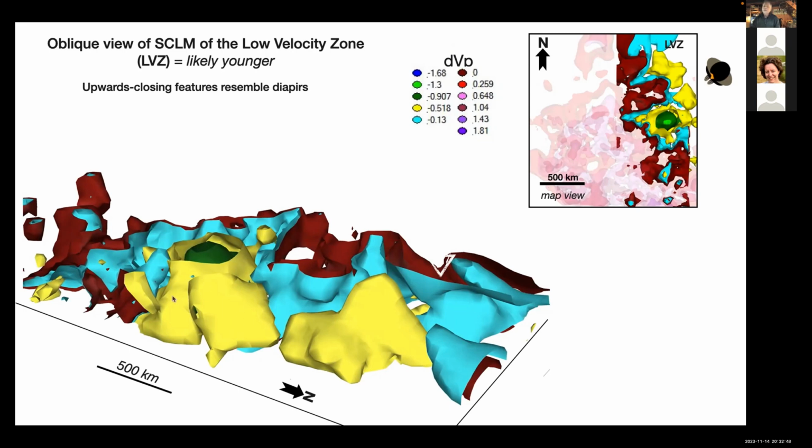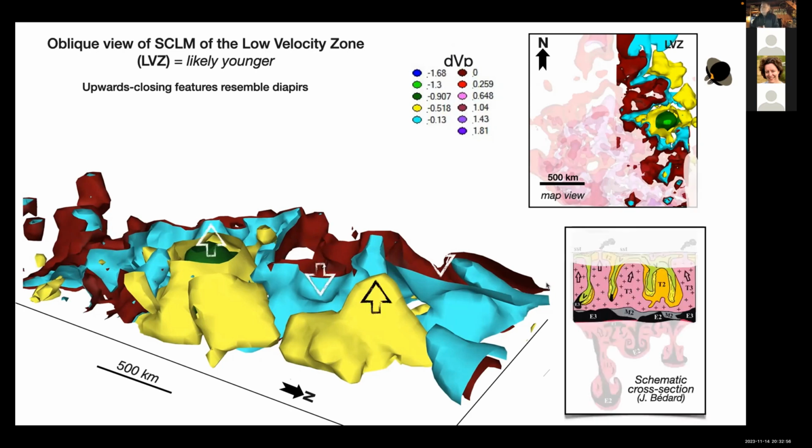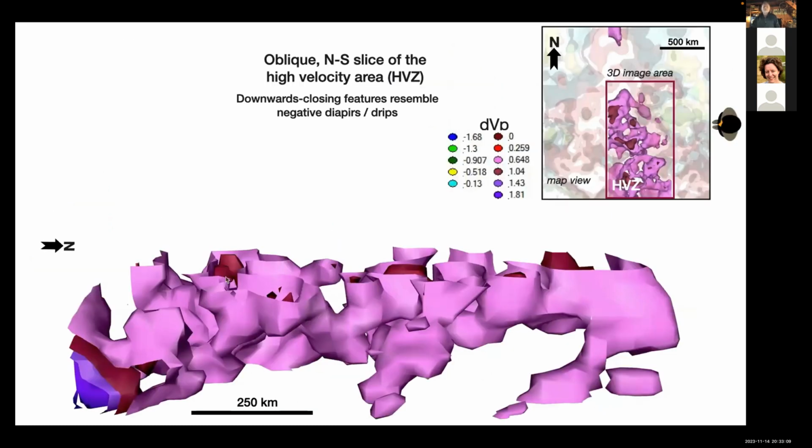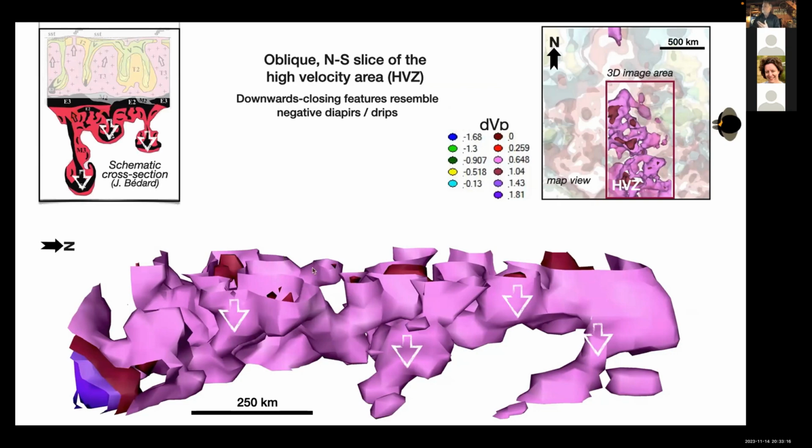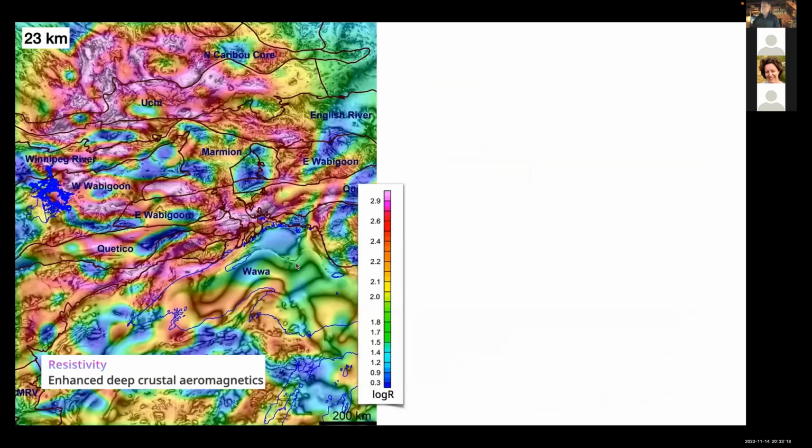And what we can see is that here we've got more domal structures, that these isosurfaces are closing vertically. And it's tempting to draw the comparison here with the interpretations of Jean Bédard for the Archean that are showing these diapiric TTGs, which are rising vertically. In comparison, in the western high velocity zone, these isosurfaces close downwards and resemble mantle drips in these models.